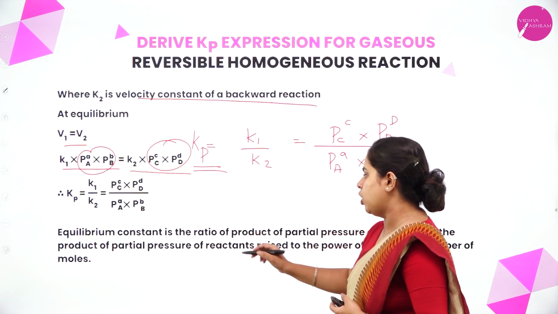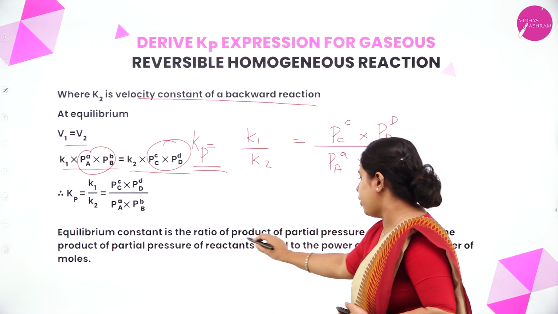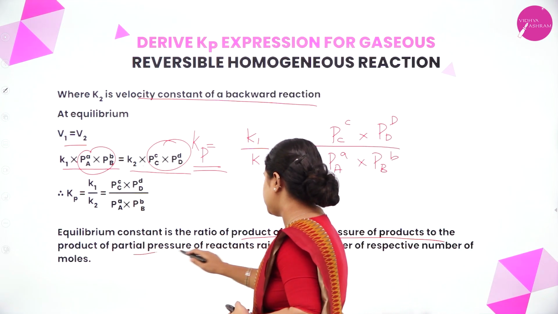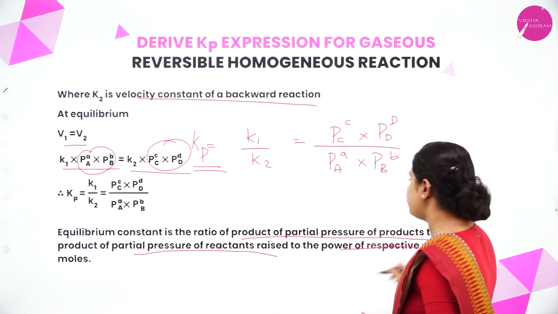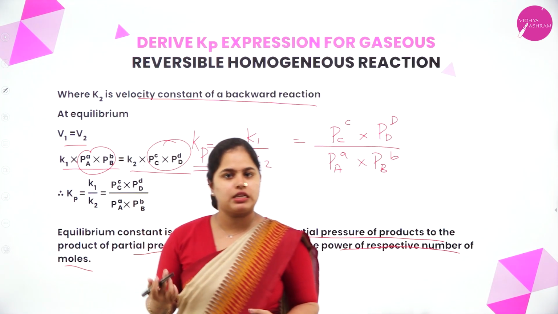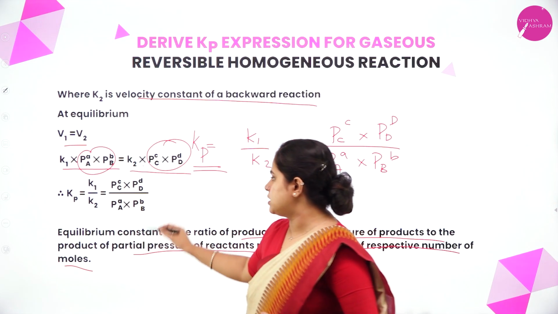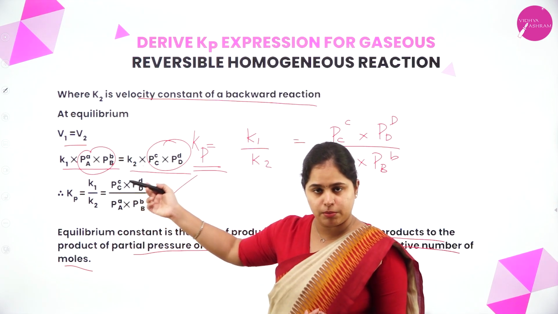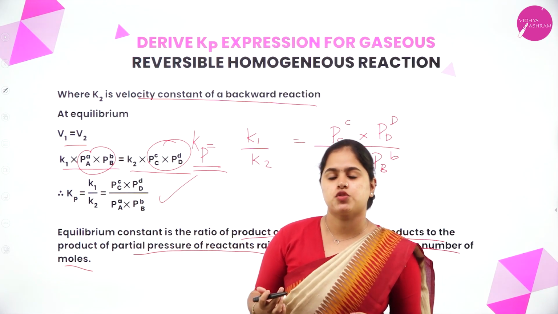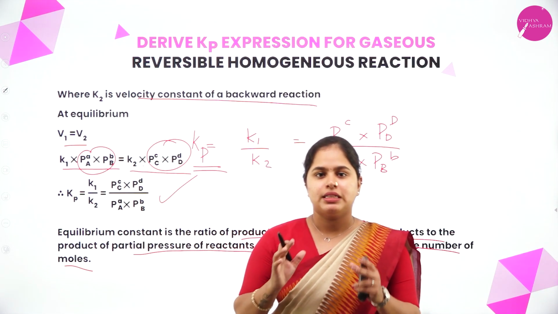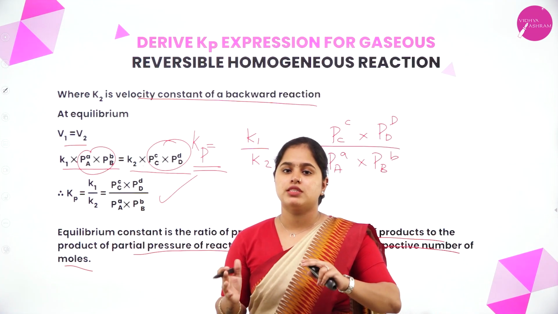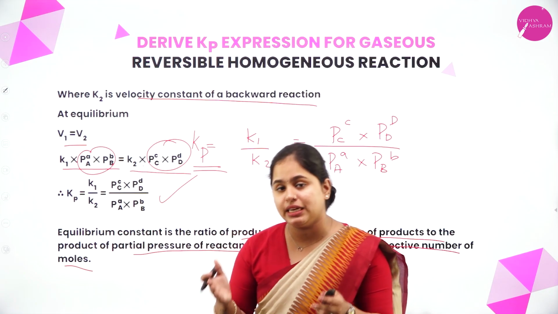So equilibrium constant is the ratio of the product of partial pressures of products to the product of partial pressures of the reactants raised to the power of the respective number of moles. Okay, respective number of moles, also you can say it as the stoichiometric coefficient. So this is the equation for Kp, which is equal to K1 by K2, or else Pc raised to C into Pd raised to D divided by Pa raised to A into Pb raised to B. So I hope the equation for Kp is clear for you. Now we are going to find out what is the relationship between Kp and Kc.